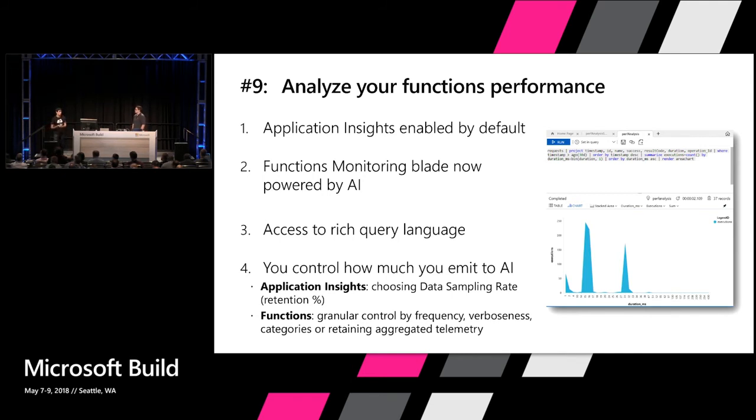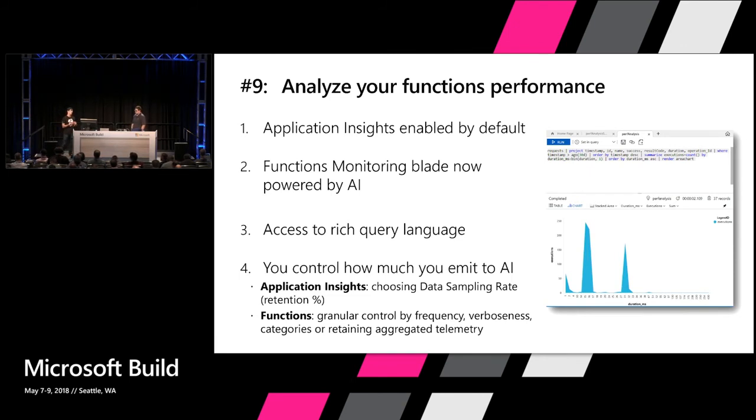So one thing we've done is on the function side, you have really granular control on what you send to App Insights. You can say the frequency, how many events per second you want to send. You can say the verboseness level you want. You can say, I only want to send warnings and errors, I don't want to send informative logs to App Insights. You can base it on categories. You can send the host telemetry. You can send all your app telemetry. So it's up to you to choose.